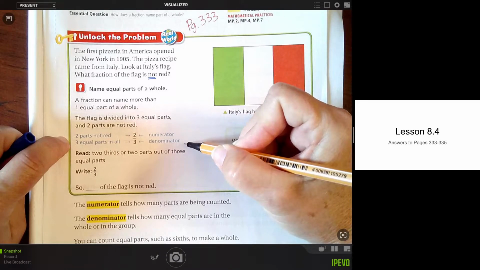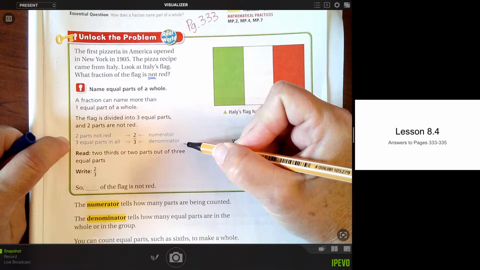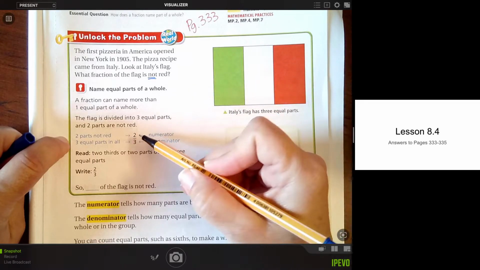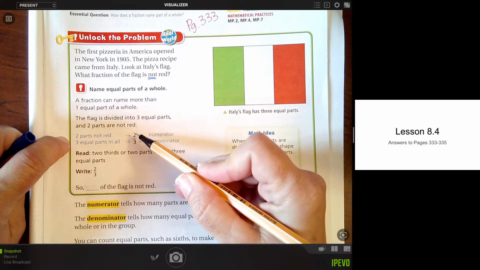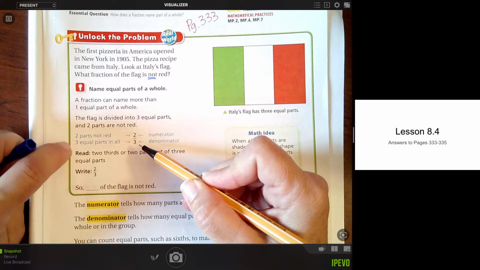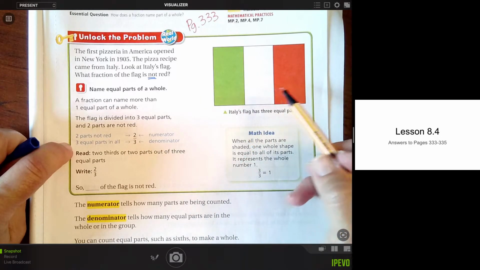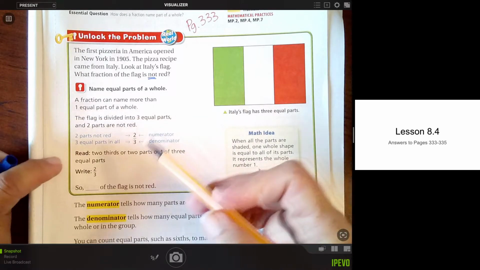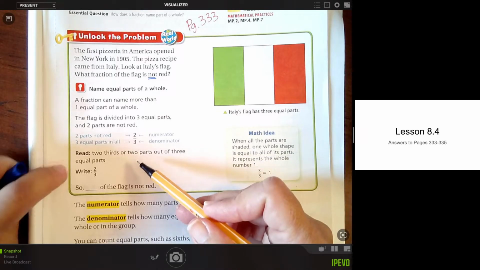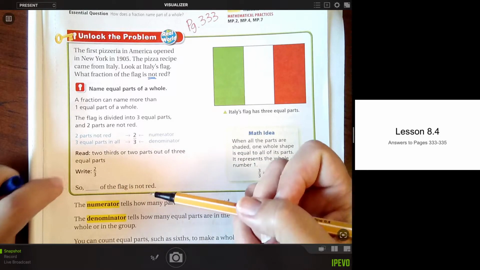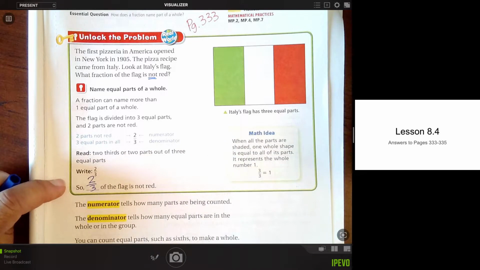2 parts not red over the 3 equal parts in all are numerator over denominator. Numerator is high and on top. Denominator is low and on the bottom. So 2 parts are not red. Green and white are not red. So they are the 2 parts on top that we're talking about, and the 3 total parts, the 3 equal parts. There's 1 part, 2 part, 3 equal parts. We read it 2/3 or 2 parts out of 3 equal parts. We write 2 over 3. So 2/3 of the flag is not red.